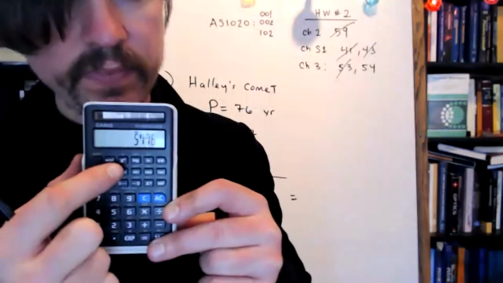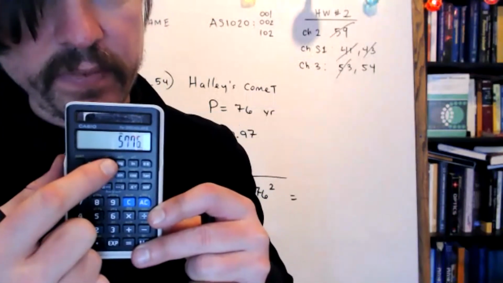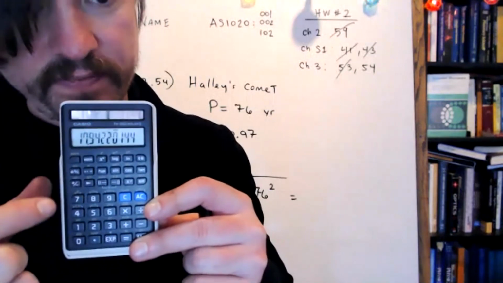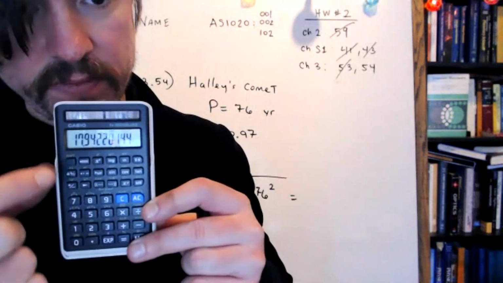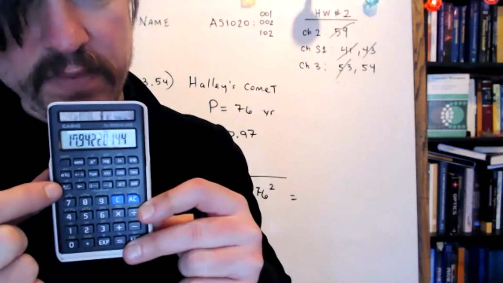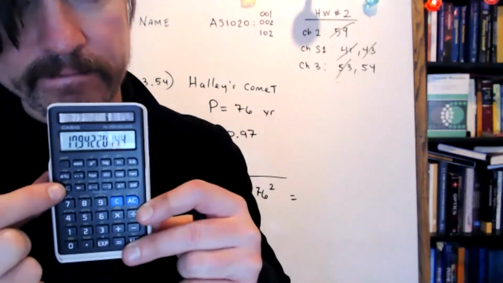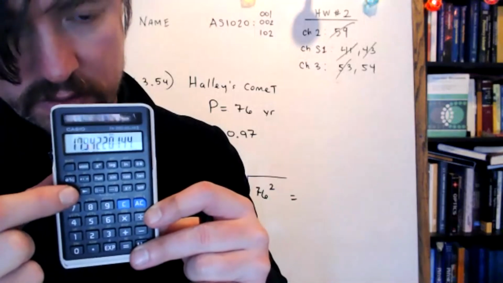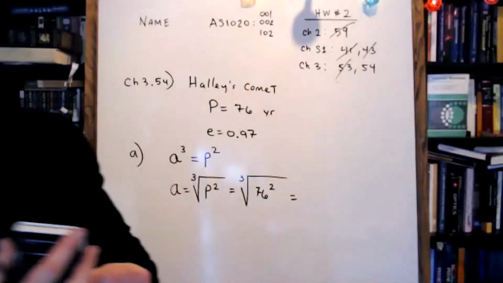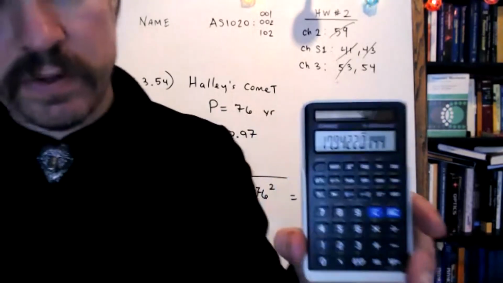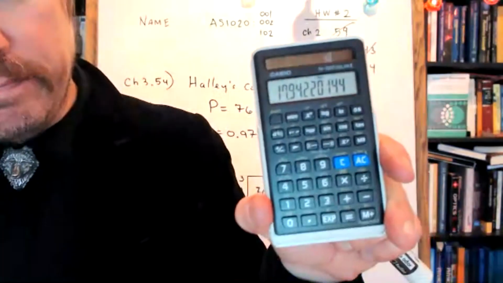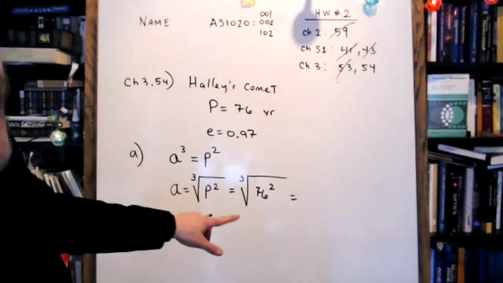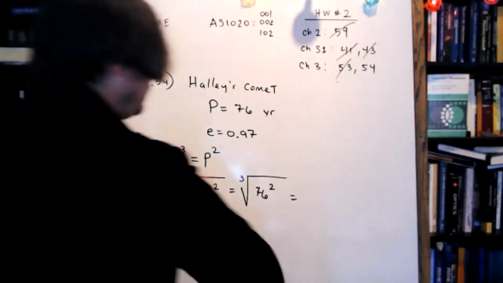What's the key? X squared. Yep. All right. Then we're going to go shift, and this key is the cube root. Shift and then plus minus. So it's 76, x squared, then shift and cube root. You guys should be seeing 17.9. I'm going to round that to 18. This is a distance, so 18 astronomical units.